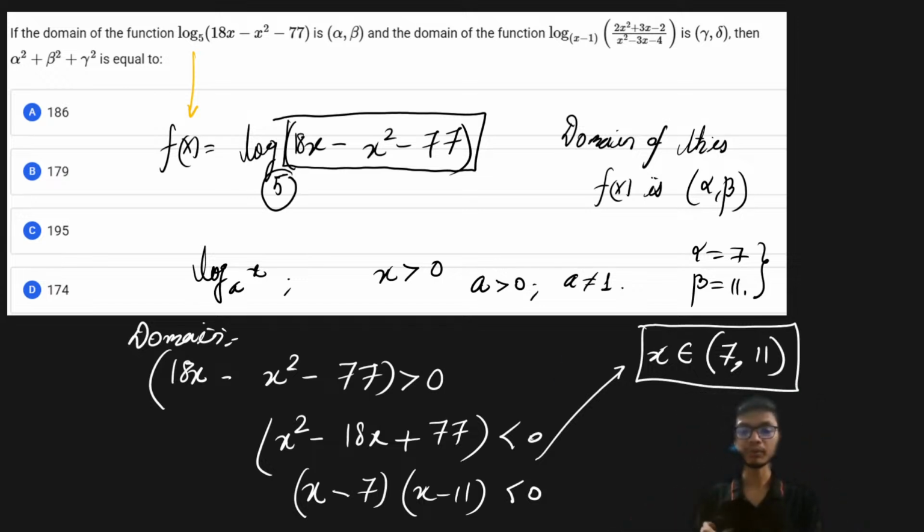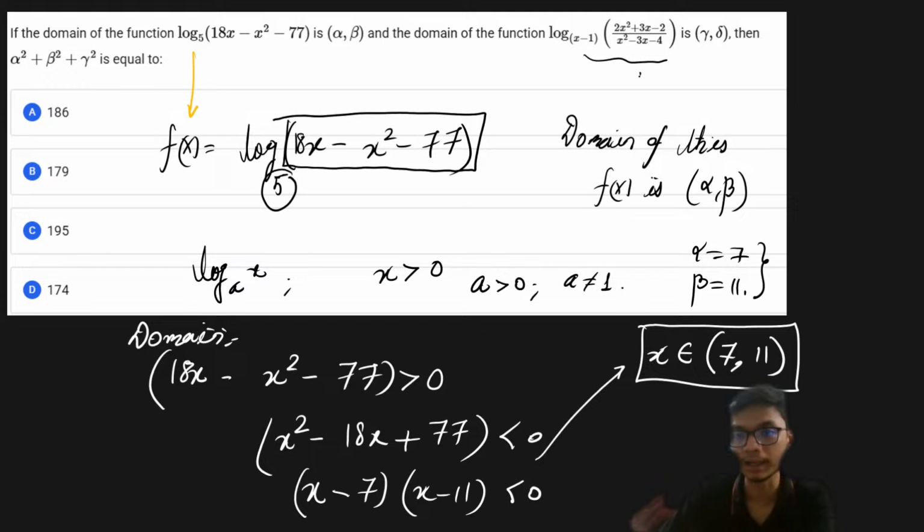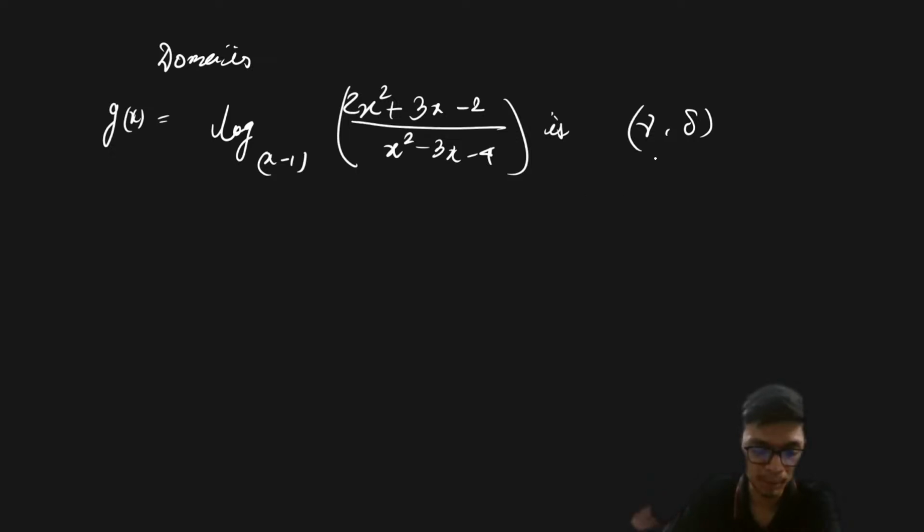Now we have to find the domain of the next function, and let us call this function g of x. If we look at this function, again it is a logarithmic function. So g of x is basically log of (2x squared plus 3x minus 2) divided by (x squared minus 3x minus 4), with base x minus 1, and the domain of g of x is given as (gamma, delta), right?